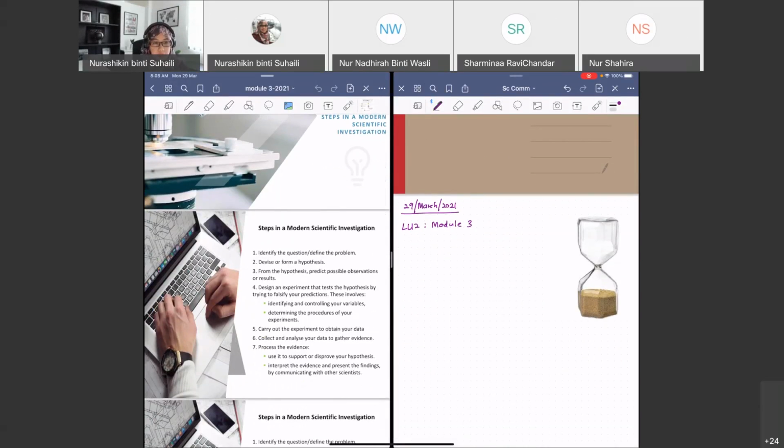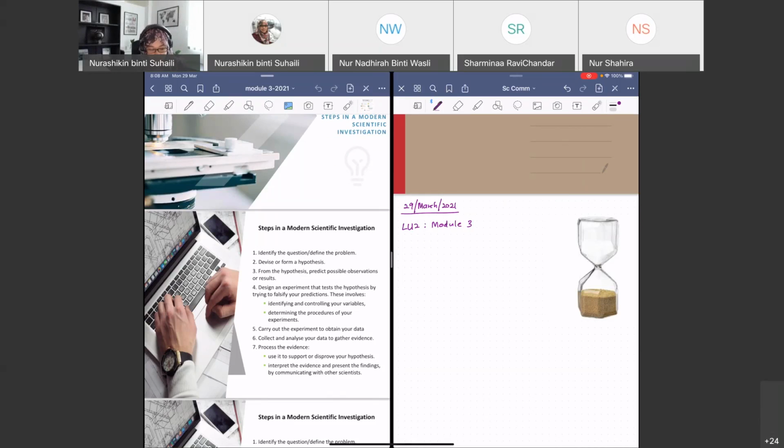Talking about steps, it is a sequence of actions, the steps or the procedure in executing a modern scientific investigation. That is what we're going to discuss. There are several steps, and altogether there are 7 steps that we are going to go through.